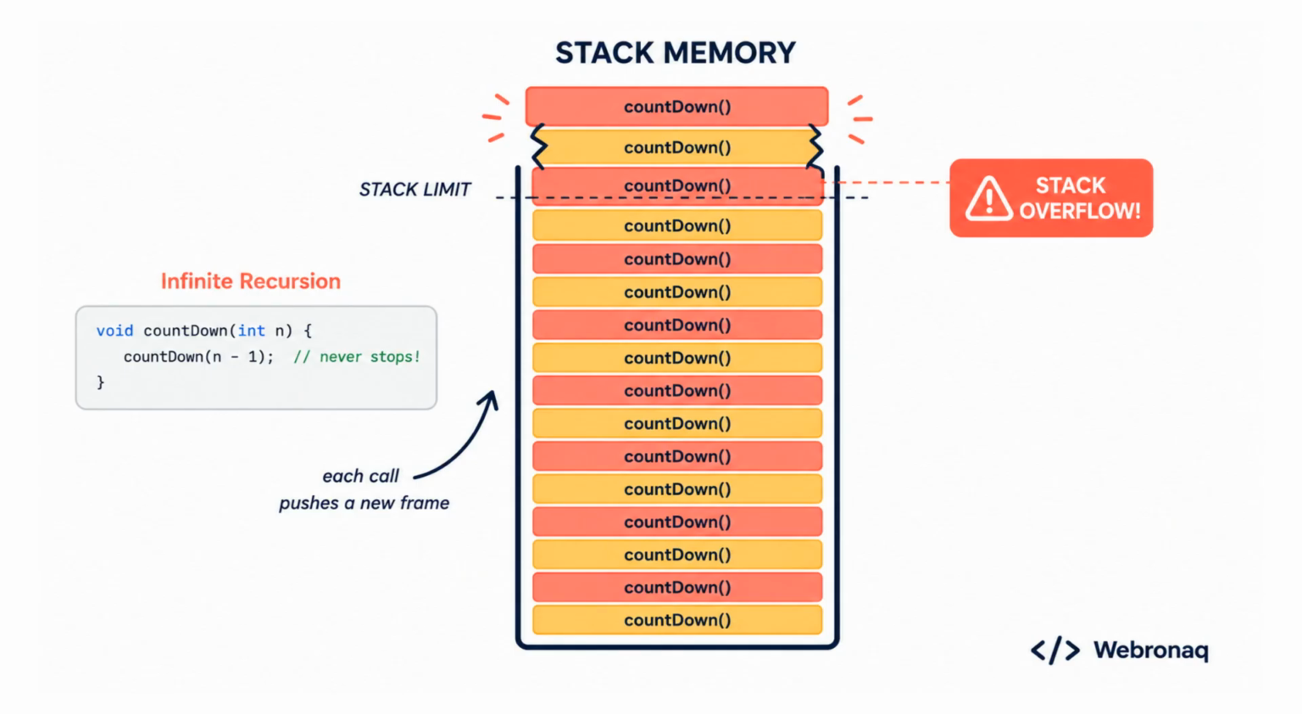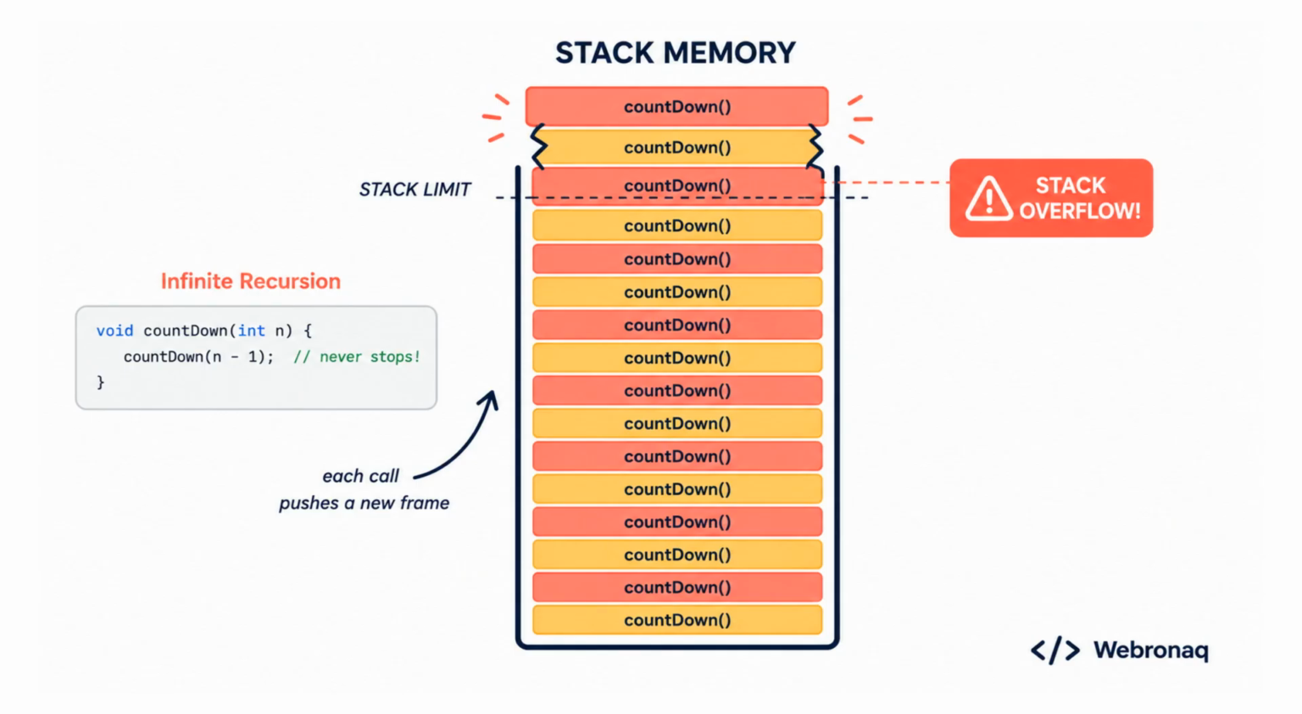Now look at this code. We have a function countdown that calls itself, and calls itself, and calls itself, with no condition to ever stop. This is called infinite recursion, and it's a classic bug. Every single one of those calls pushes a brand new stack frame. The stack keeps growing and growing and growing. And the moment it crosses that limit, boom, your program crashes with the famous error, Stack Overflow.